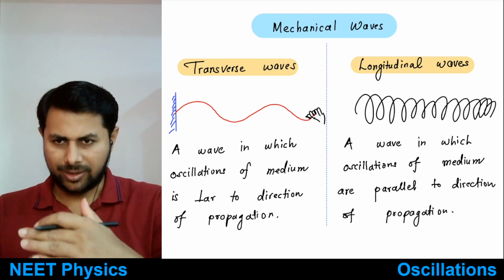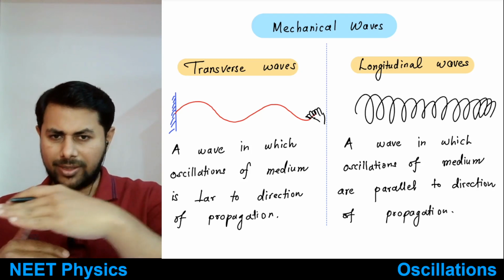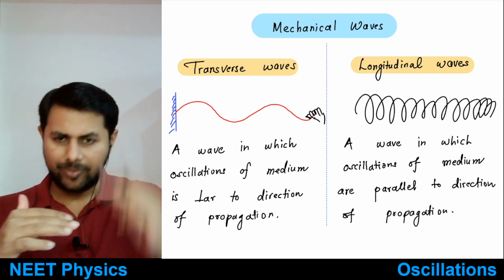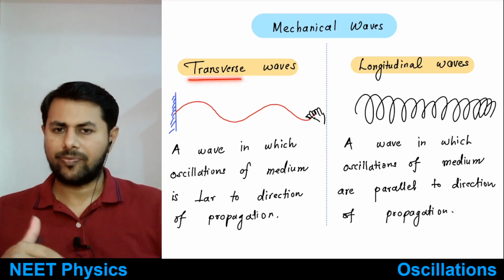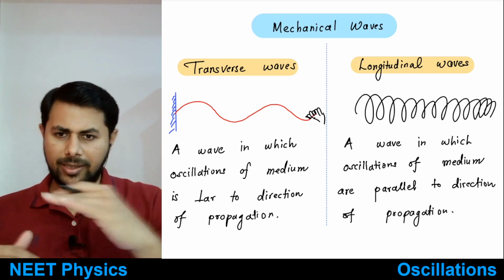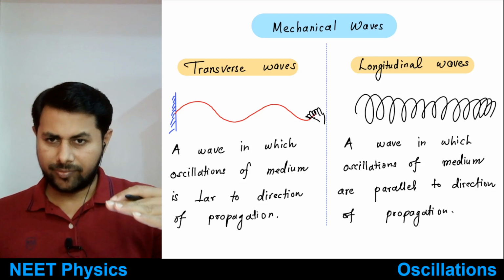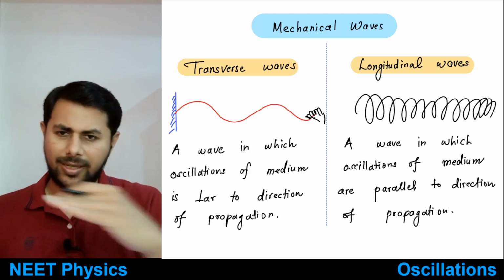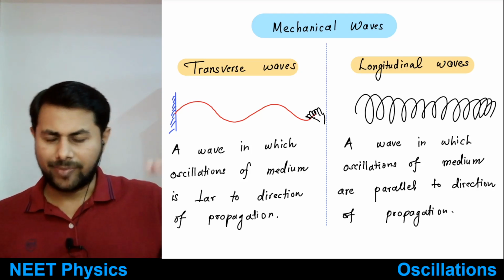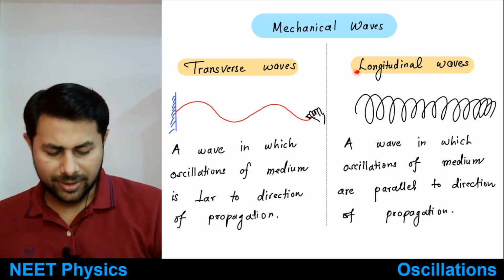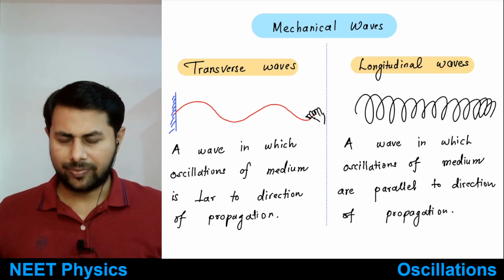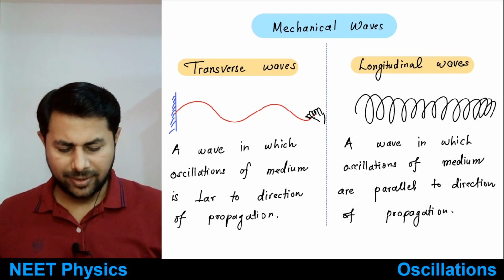Propagation means traveling, okay. So if the wave is traveling this way and particles are oscillating perpendicular to that, it is a transverse wave. If the wave travels this way and particles are also oscillating parallel to that, parallel to the direction of propagation, parallel to the direction of traveling, then it is known as a longitudinal wave, okay, very simple, right?